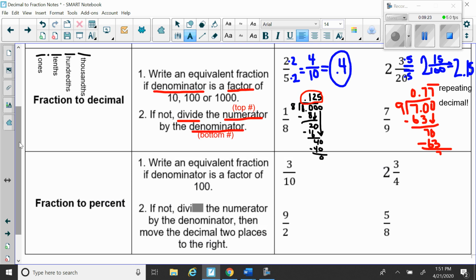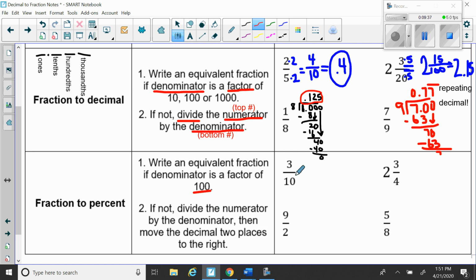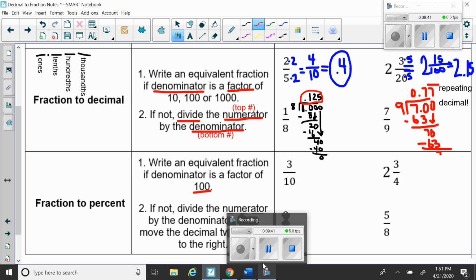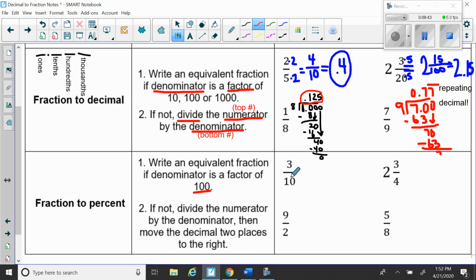Now, fractions to percents, what we can do is write an equivalent fraction if the denominator is a factor of 100. Now remember, percent is always, always, always out of 100. That's why this is the case. So if we can put our denominator into 100, we want to do that because that will be our easiest method. Okay, so 10, we know 10 goes into 100. 10 times 10 is 100. What we do to the bottom, we must do to the top.